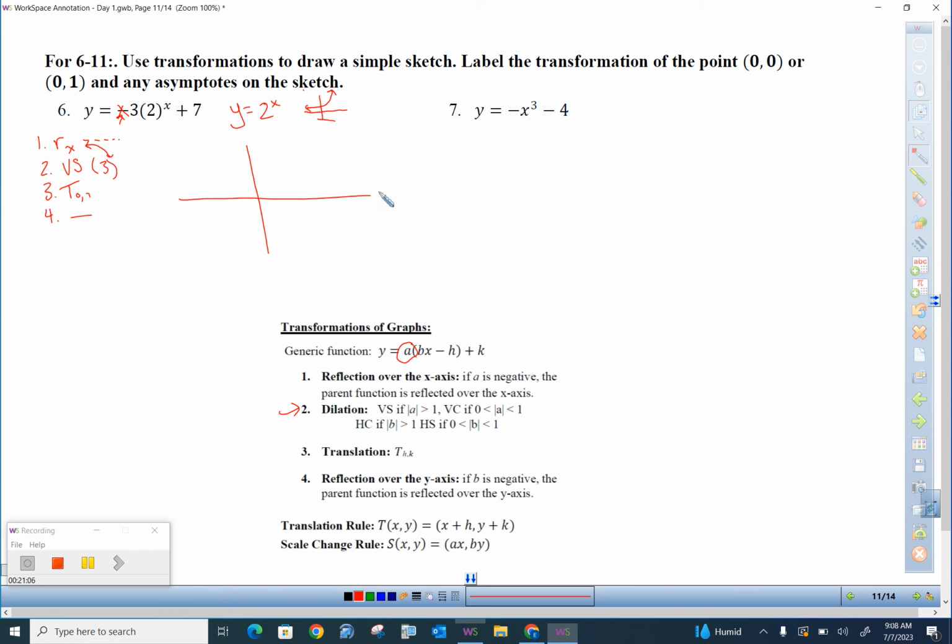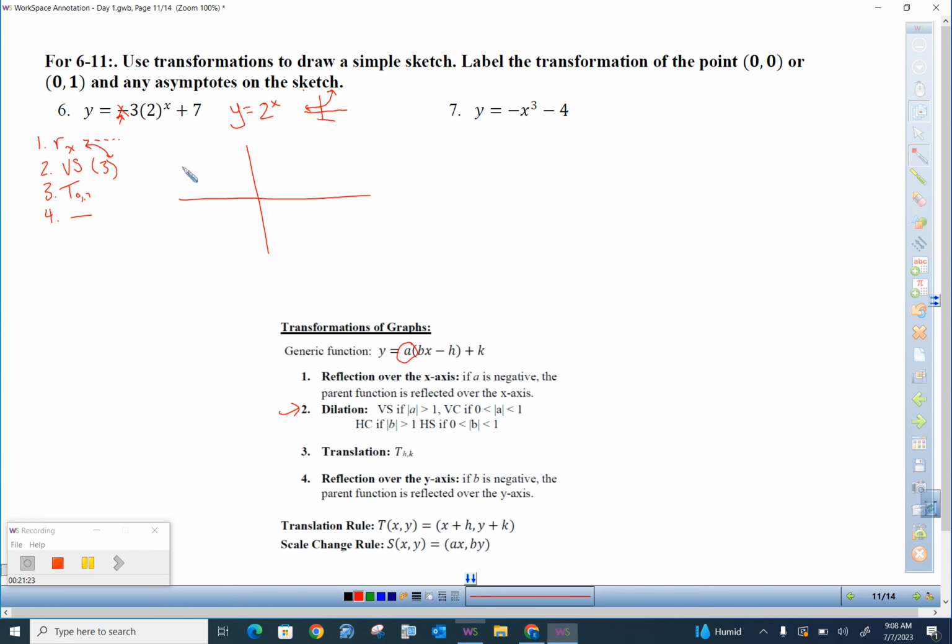What I'm going to recommend you do is start with the asymptote. Normally we've got this horizontal asymptote at 0. When we reflect it, nothing happens. It's still horizontal at 0. When I vertically stretch or multiply by 3, it's still at 0. Then I'm going to translate it up 7. So y equals 7. And in fact, it is always going to be y equals k, because those first two will never affect the horizontal asymptote.